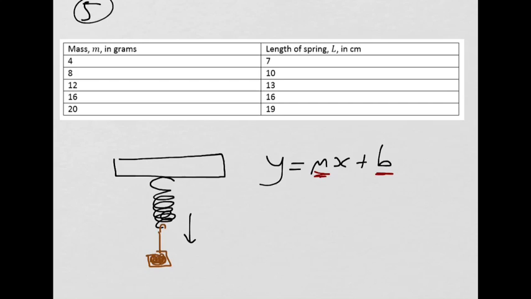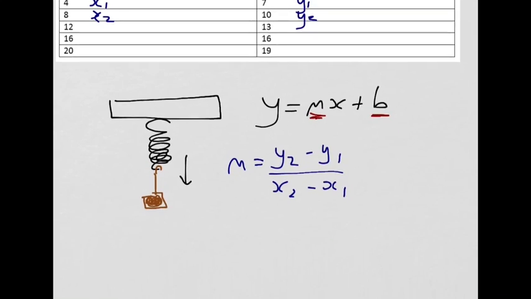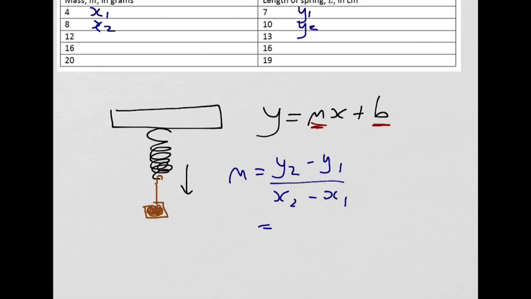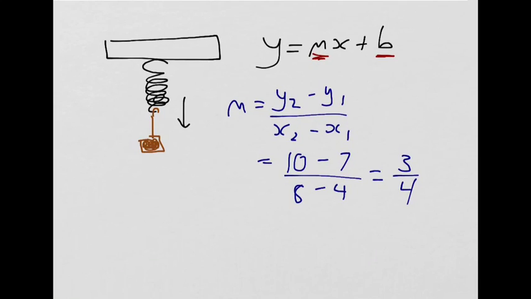So the slope formula was rise over run, so y2 minus y1 over x2 minus x1. And you can choose arbitrarily what points you want those to be. I'll just use the first 2 points. Okay, and I'll put these into my equation. So I've got 10 minus 7 over 8 minus 4. So that's 3 over 4. There we go. Okay, so far I have the slope.